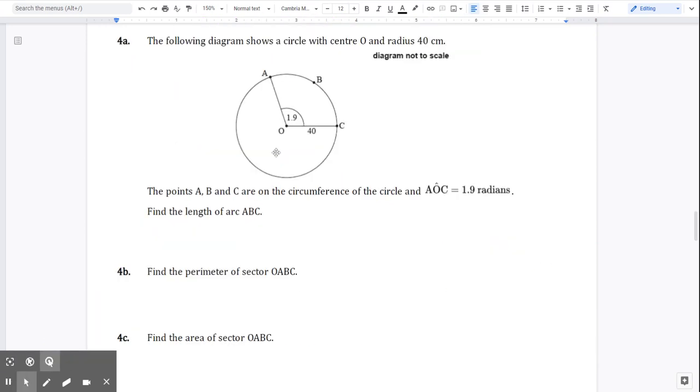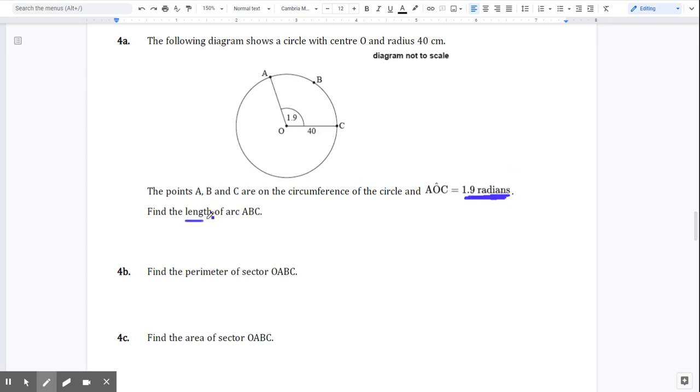All right, number 4, into circles. We have a circle here with radius of 40. Points A, B, C are on the circumference, and AOC, this angle, is 1.9 radians. So very important to note that we're in radians here. So in terms of the formulas we'll be using, we're going to have to use the formulas for arc length and for area for when your angle is given to you in radians.